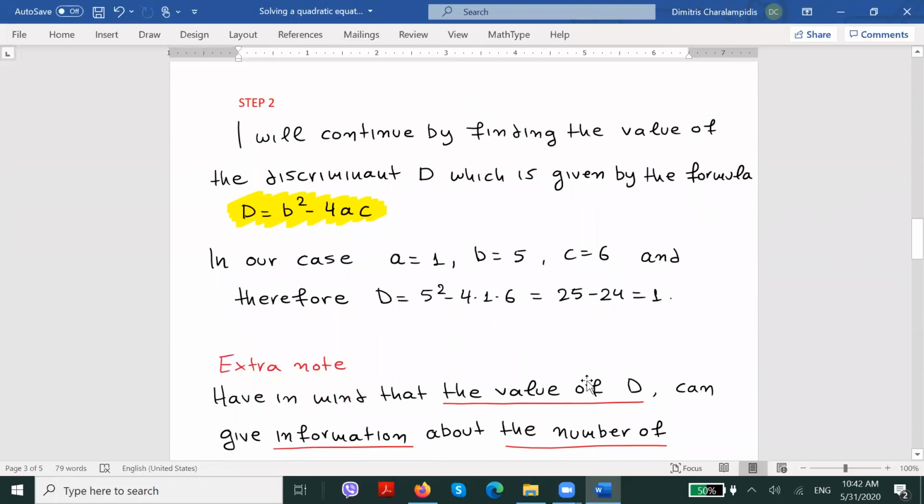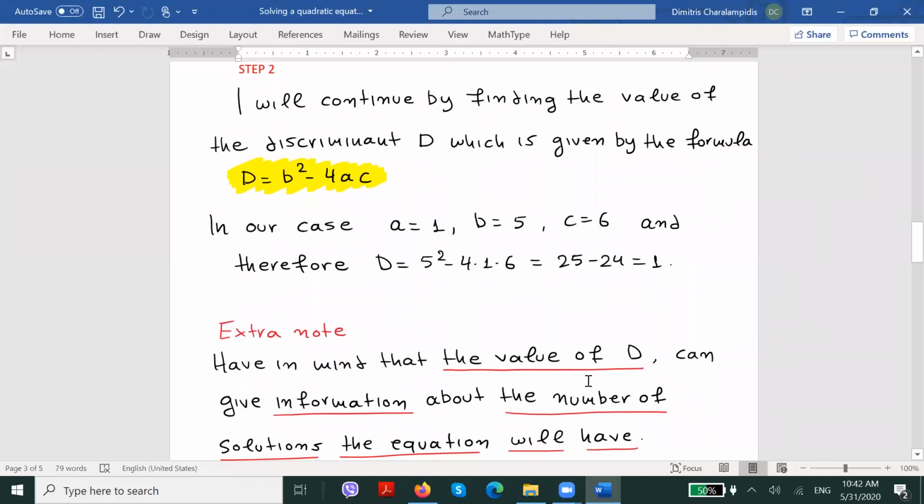In step 2, we continue by finding the value of the discriminant d, which is given by the formula d equals b to the power of 2 minus 4 times a times c. In our case, where a equals 1, b equals 5, and c equals 6, by substituting, we get that d equals 5 squared minus 4 times 1 times 6, which is equal to 25 minus 24, which equals 1.